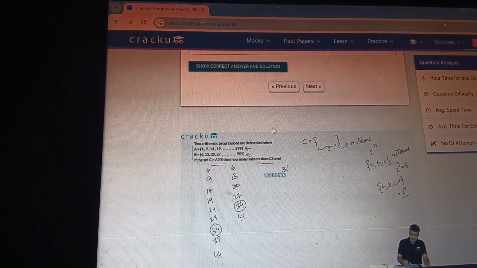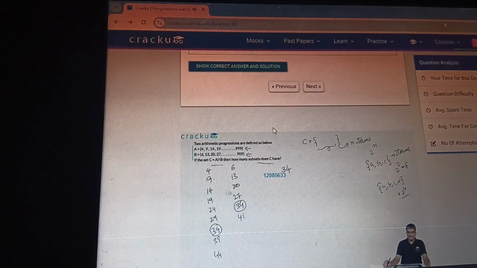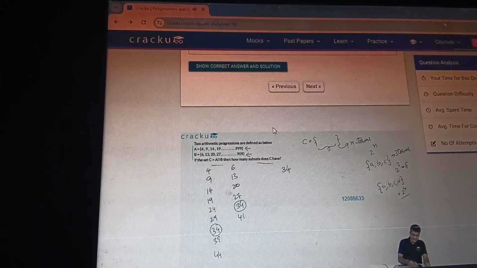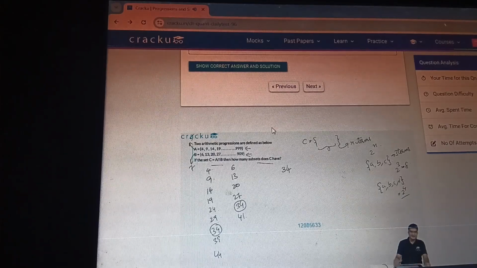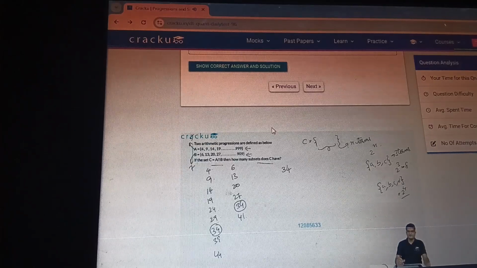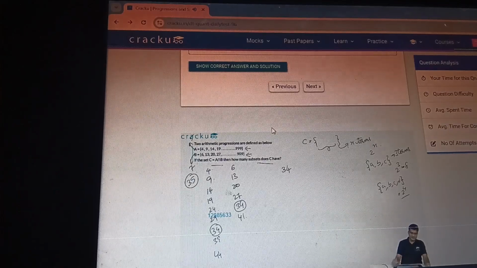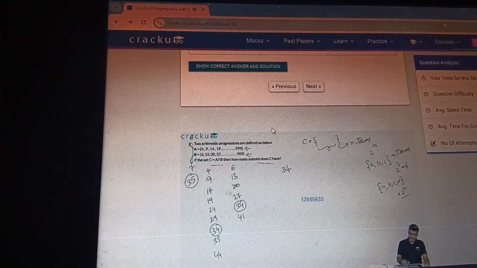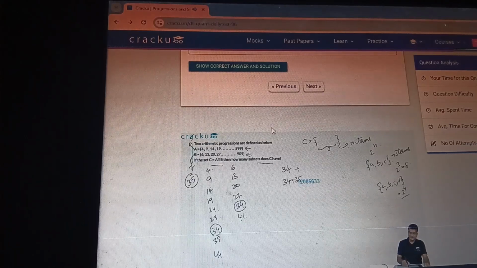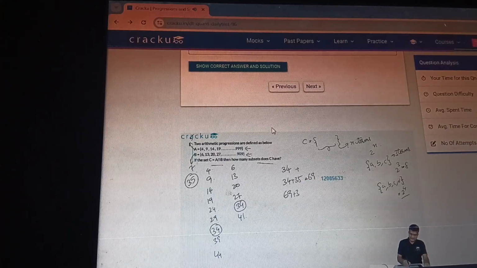So the common terms will be, the first term will be 34 and the subsequent terms will be differing by a factor, given that the common difference of A is 5 and the common difference of B is 7, which is the LCM of 5 and 7. What is the LCM of 5 and 7? It is equal to 35. So the next term which will be common will be 34 plus 35, which is equal to 69. And the next term will be equal to 69 plus 35, which is equal to 104 and so on.